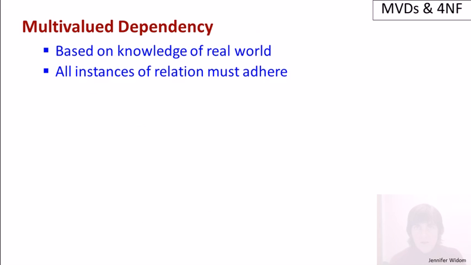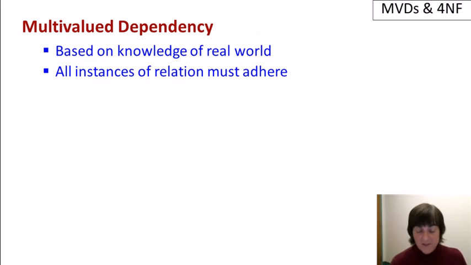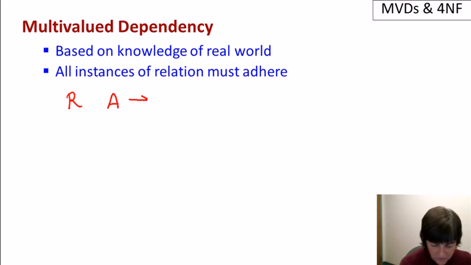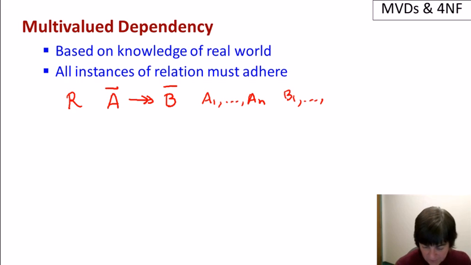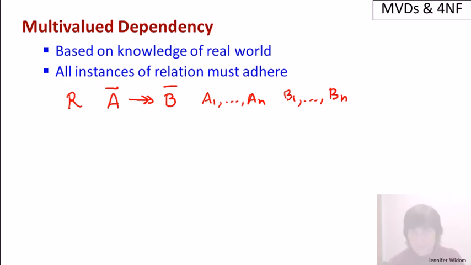And now let's get a little bit more formal. Like functional dependencies, multivalued dependencies are specified based on knowledge of the real-world constraints on the data being captured, and all instances of a relation with a multivalued dependency must adhere to the dependency. Now let's define exactly what a multivalued dependency is. For a relation R, we write a multivalued dependency using a double-headed arrow, and we say A multi determines B, in this case, again, with A and B possibly being sets of attributes. So that would be A1 through AN and B1 through BM, which I'm abbreviating with A bar and B bar.